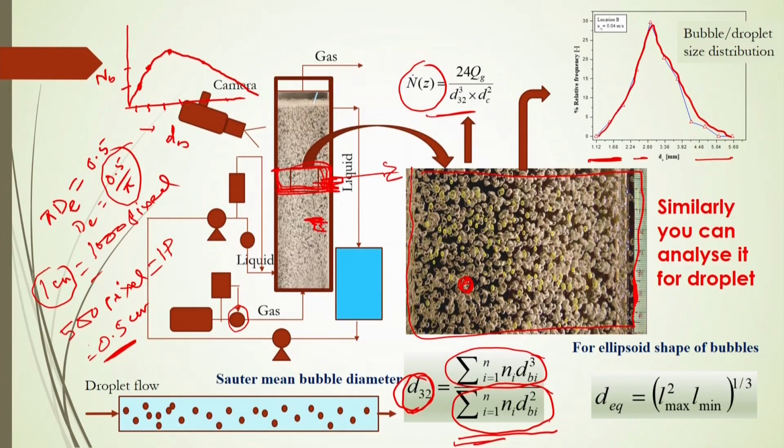If you divide that number of bubbles by the total number of bubbles, then you will get the relative frequency, and accordingly, as per the bubble class based on the size, you can get the relative frequency. Then you can represent it in a graph, which will be called the size distribution of that bubble. And this bubble formation of course depends on the type of distributor you are using.